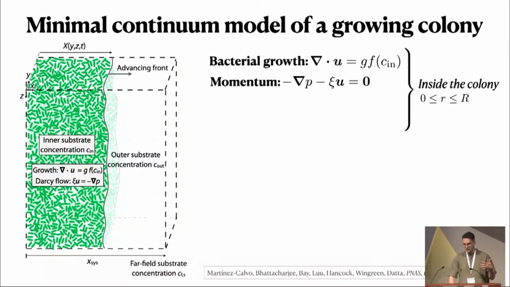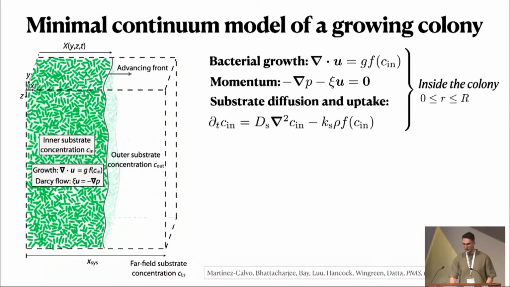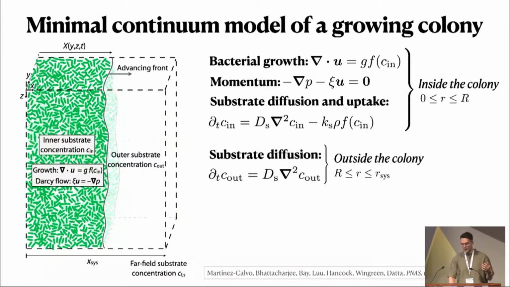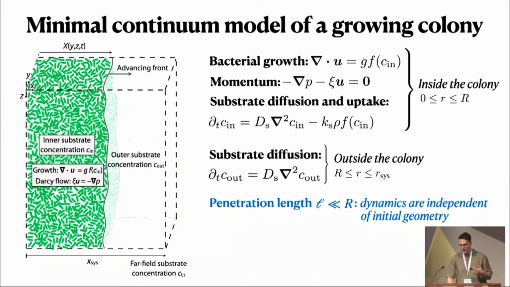Then, since we need to consider momentum conservation, and since we are in a granular material, we take the simplest approach, which is that the velocity is proportional to the pressure gradient, self-induced by proliferation in this case. And then we have diffusion and uptake of nutrients and oxygen inside the colony, and diffusion outside. With just these minimal ingredients, we wanted to know if this model is able to recapitulate the experiments. In terms of the physics, there is only one relevant parameter, which is this nutrient penetration length that I mentioned, over the size of the colony, which is a small parameter.